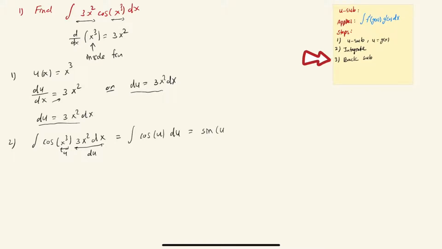Now in the third step, I'm gonna back substitute the function of u. So here u is equal to x cubed from the first step. Therefore, we will have sine of x cubed plus c, and that's the antiderivative.